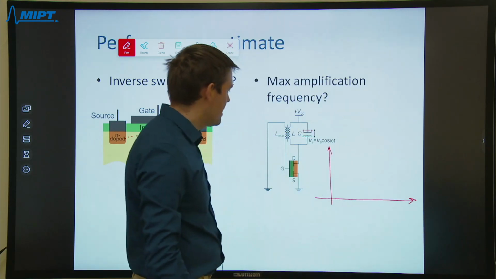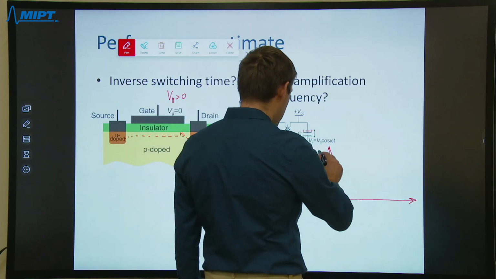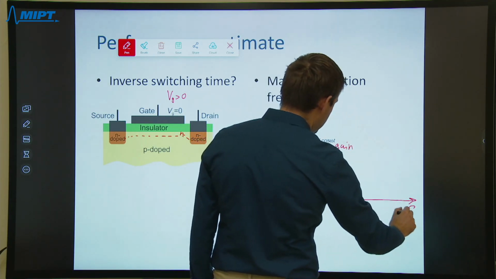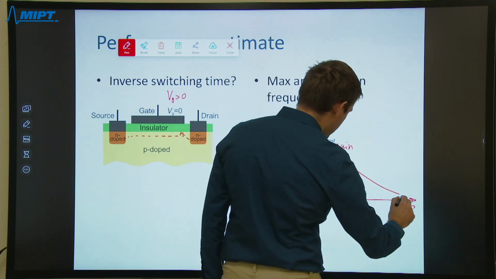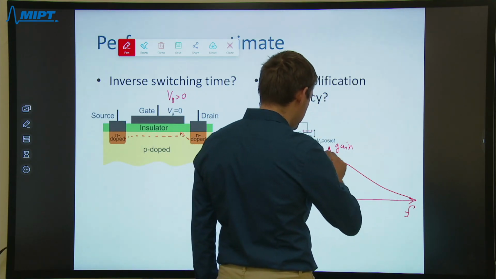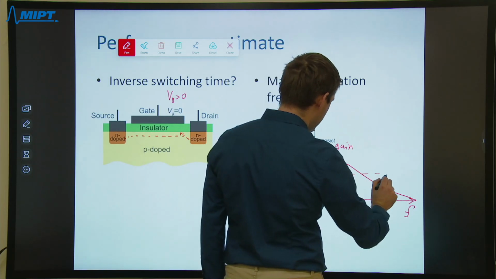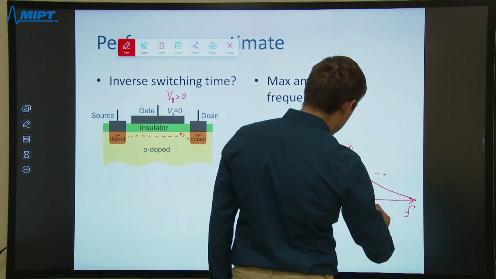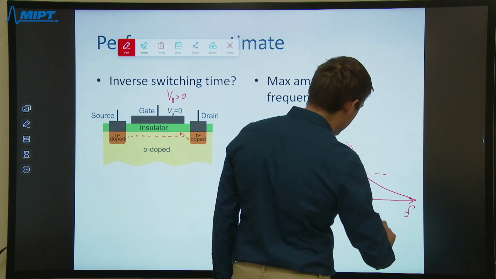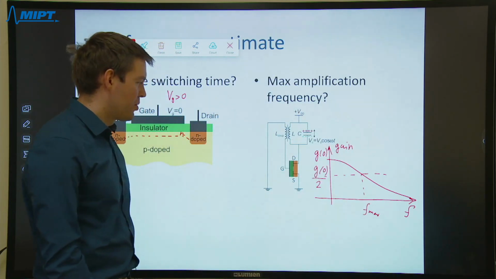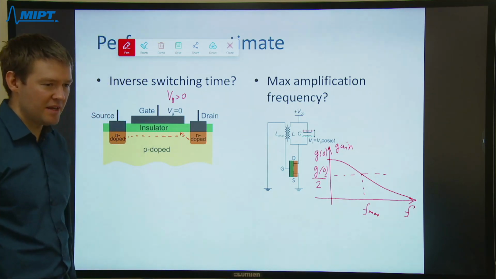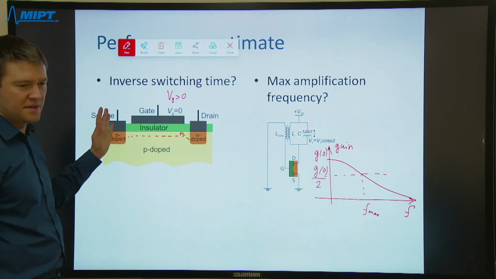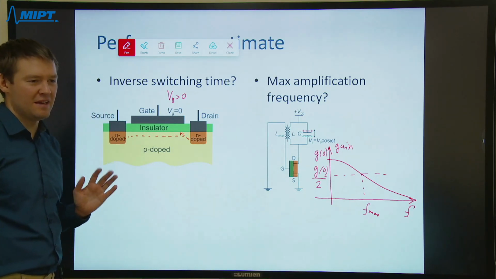So we can try to plot the current gain versus frequency f, and see the frequency at which it drops, for example, by a factor of 2. And this would be the maximum amplification frequency. Both approaches give very similar estimates. The simplest, I will do the first, just with Newton's mechanics law.